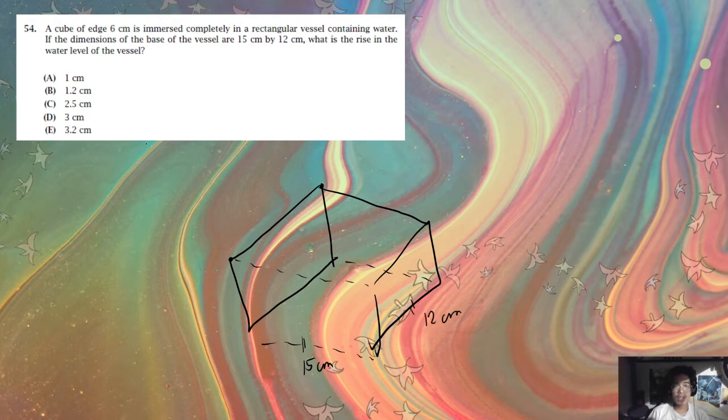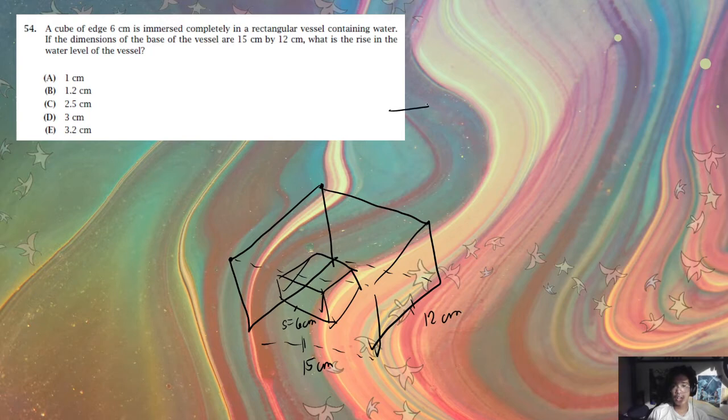Now, there was a cube that was immersed, or that was put inside of this vessel. Let's say that this is the cube. One of the clues says the side measurement of the cube is equal to 6 centimeters. Now, if we put something inside a container that has water, the water level will increase. We call that displacement.